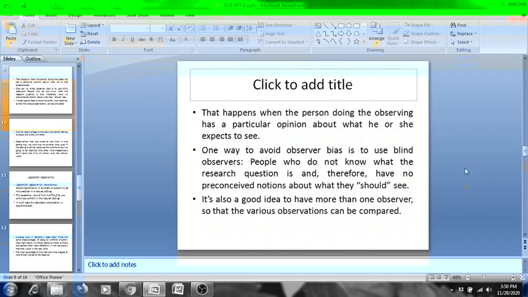One way to avoid observer bias is to use blind observers, people who do not know what the research question is and therefore have no preconceived notions about what they should see. It's also a good idea to have more than one observer so that the various observations can be compared.